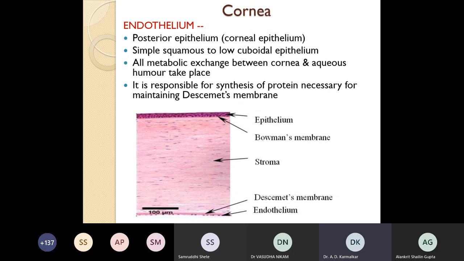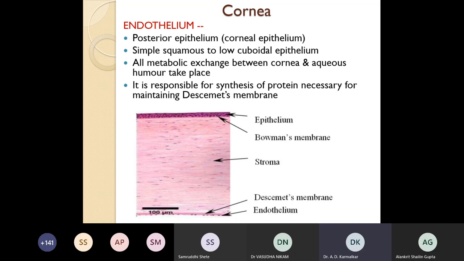Coming to the last layer of the cornea, it is the posterior epithelium, also called the corneal endothelium. It is simple squamous to low cuboidal epithelium. Whatever metabolic exchange takes place between the cornea and the aqueous humor, it takes place through this epithelium. These cells are joined with each other by tight junctions. It is also responsible for the synthesis of the proteins which are necessary to maintain the Descemet membrane.